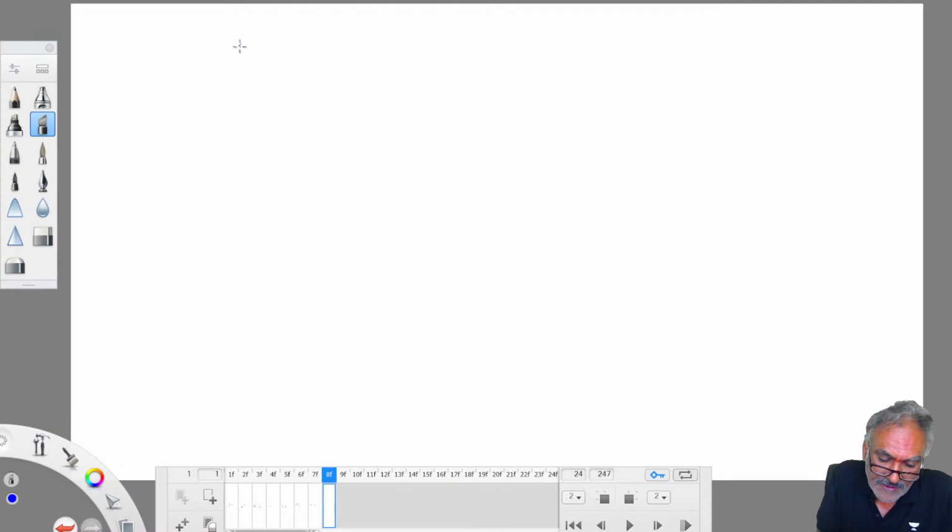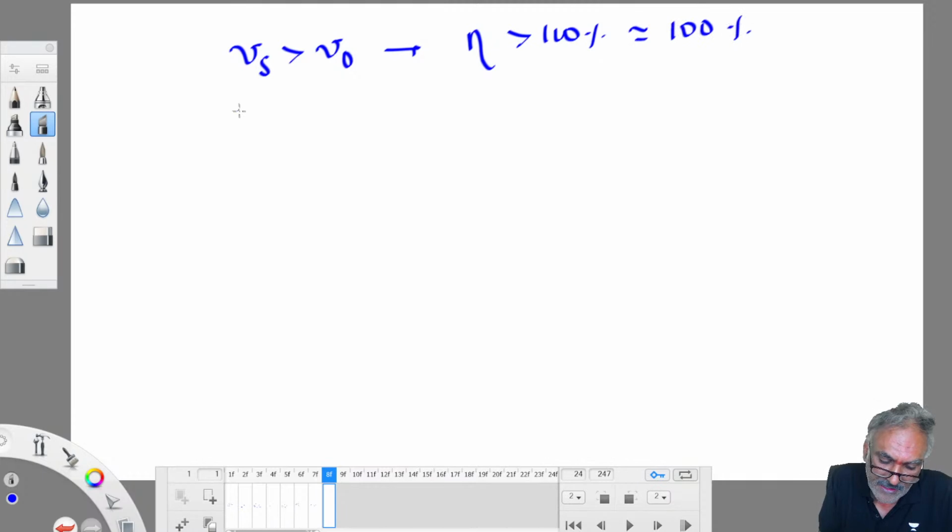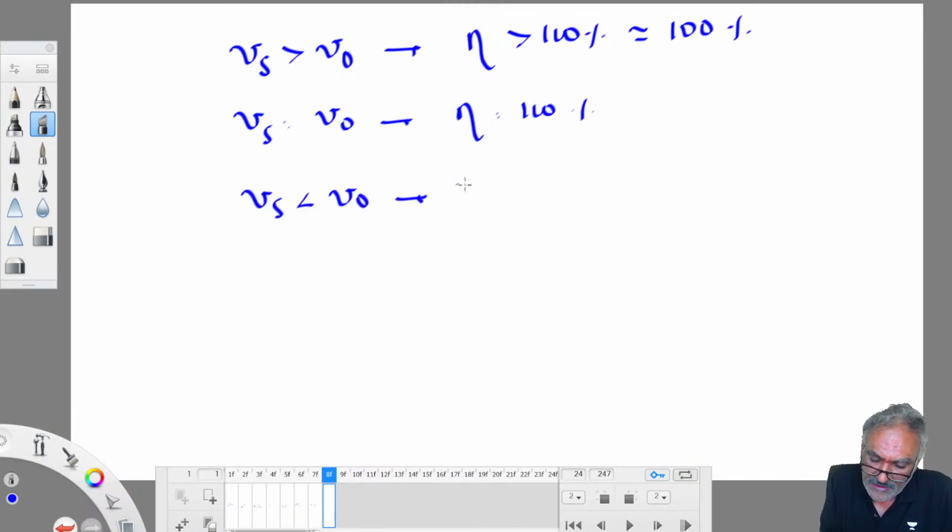Particles whose settling velocity is greater than V0 will be captured. Their efficiency is more than 100%, but more than 100% is practically not possible, so it is rounded to 100%. If the settling velocity of the particle is equal to V0, their efficiency is 100%. They are captured 100%. If the settling velocity is less than V0, the efficiency of particle capture is less than 100%. That is the meaning of partial removal.